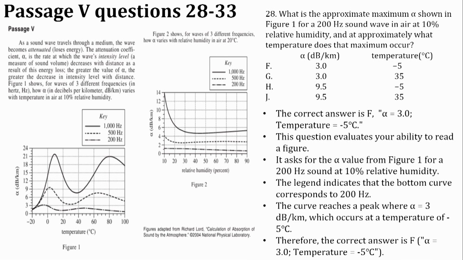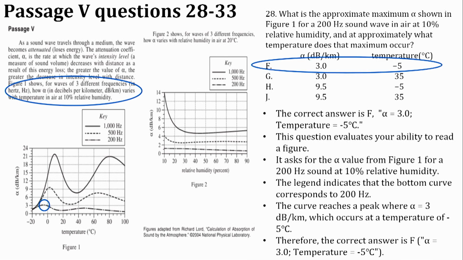This question evaluates your ability to read a figure. It asks for the A value from figure 1 for a 200 hertz sound wave at 10% relative humidity. The legend indicates that the bottom curve corresponds to 200 hertz. The curve reaches a peak where A equals 3, which occurs at a temperature of -5 degrees Celsius. Therefore, the correct answer is F.